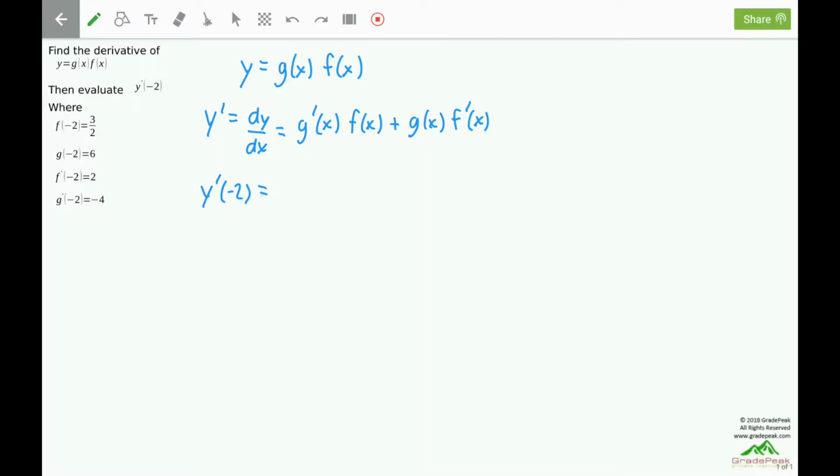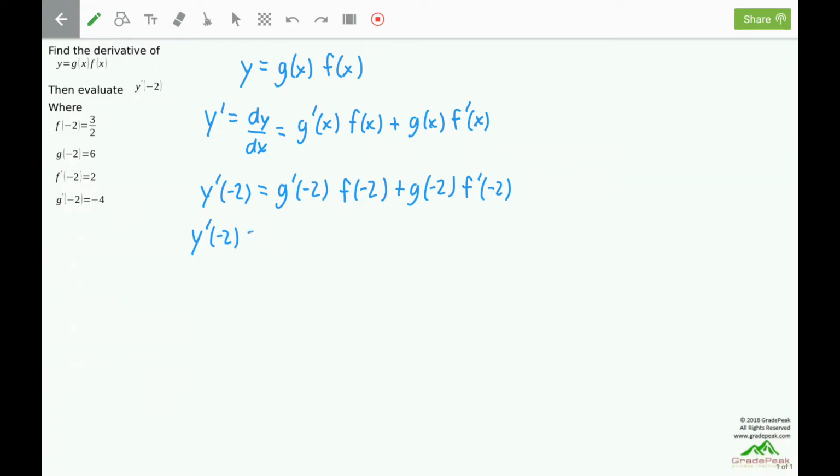And that means to plug negative 2 in for each of the x's: g prime of negative 2 times f of negative 2 plus g of negative 2 times f prime of negative 2. We have each of these evaluated at negative 2 right here, so we can use this information for the values of each.